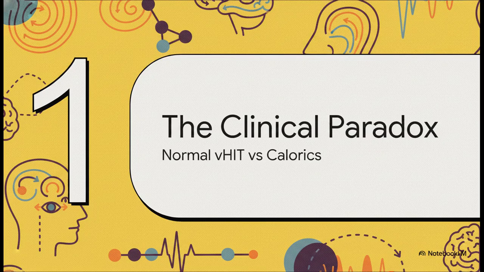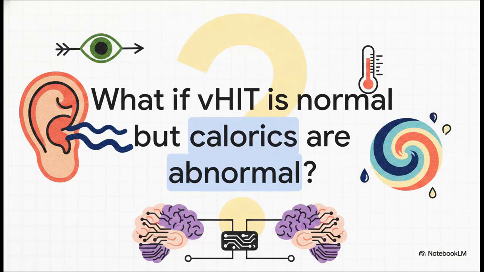Section 1. The clinical paradox. Picture this. A patient's report lands on your desk. It shows a perfectly normal video head impulse test, or V-hit, but totally abnormal caloric testing. Your first thought might be, wait, is the machine acting up? Did someone mess up the test?